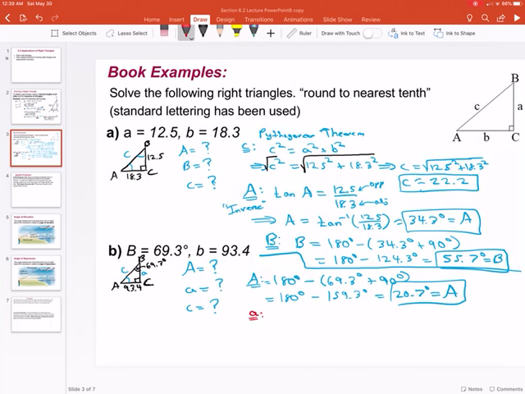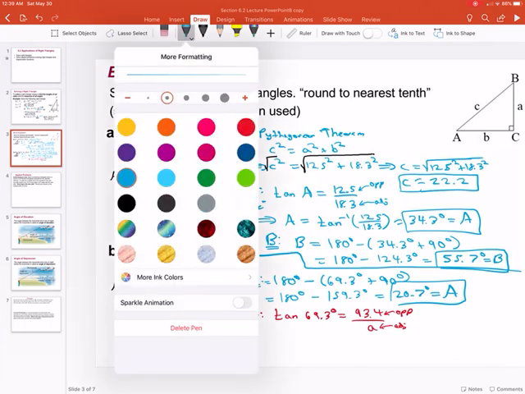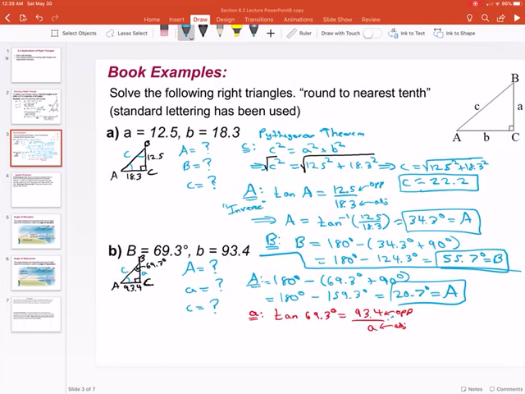So let's go ahead and do that to find A. Thinking about a trig function, I'm going to write down here the tangent of 69.3 degrees is equal to opposite, 93.4, divided by adjacent, A. Opposite over adjacent. And then we just have to solve for A. That's one of several ways we could go about it.